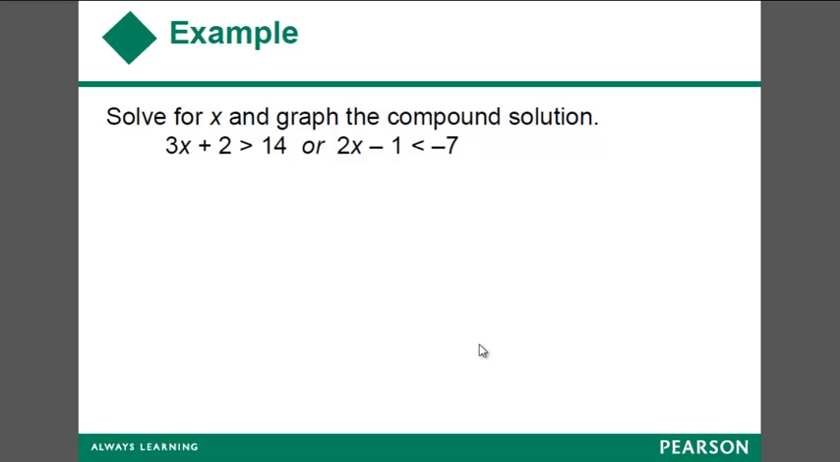Here we want to solve for x and graph the compound solution. Notice that we don't have x by itself on either inequality. Therefore, we have to first solve the inequalities for x. So I'm going to look at 3x plus 2 greater than 14, and 2x minus 1 less than -7.